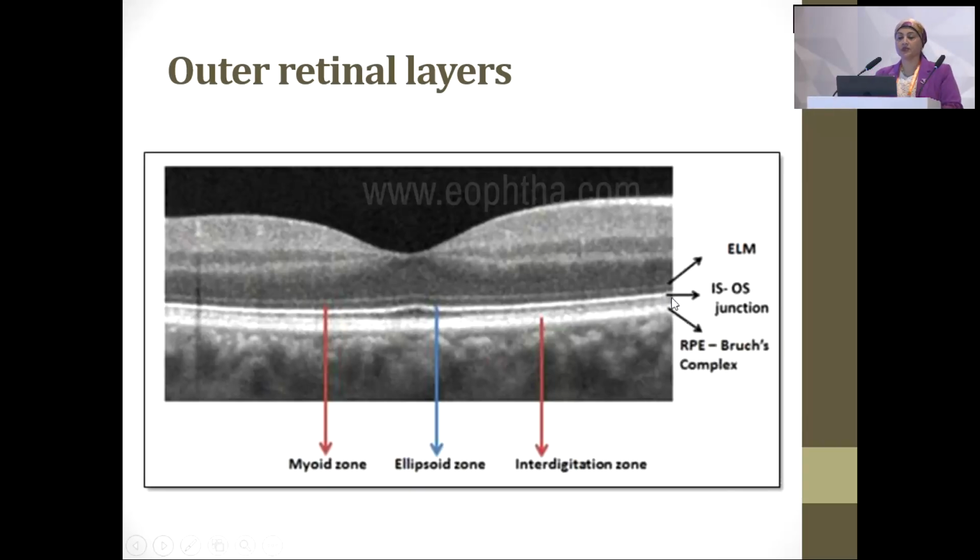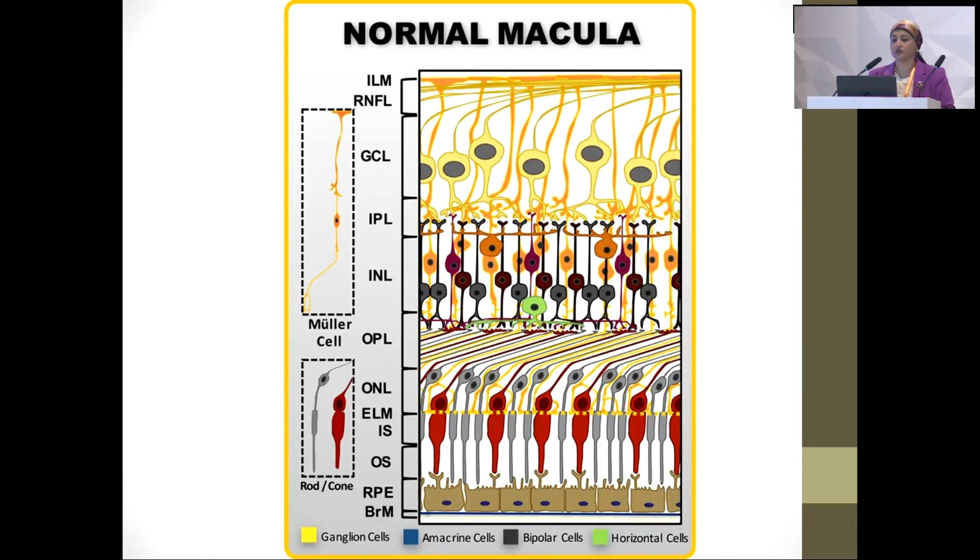Defining the external limiting membrane, the ISOS junction, the RPE Bruch's membrane complex, and giving the zones of the myoid, ellipsoid, and the interdigitation zones. These are very, very important to document in our OCT reports, and any pathological change gives the biomarkers for the extent of the severity of the disease.